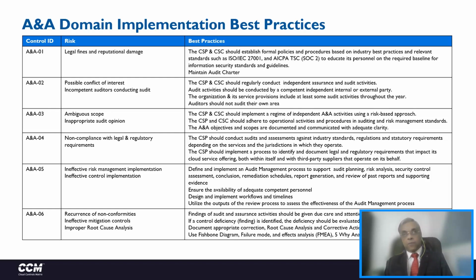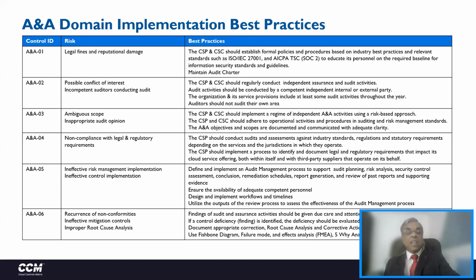So, in order to mitigate this risk, the best practice that the CSP and CSC should follow is to conduct audits and assessments against industry standards like ISO 27001, and they also need to understand the law of the land and identify the required legal and regulatory requirements and the compliance requirements, document them, audit them, and get that certified by independent service providers. That is how both CSP and CSC are able to ensure the implementation of control number 4.